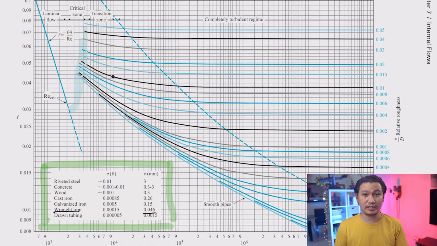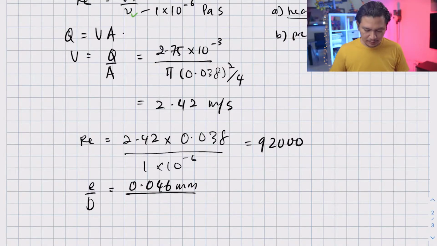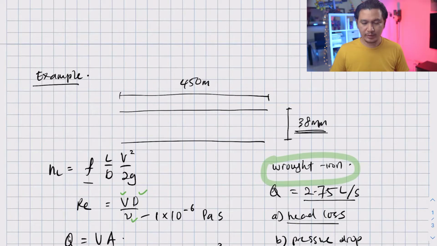Remember that the unit is in millimeter. Okay, so 0.046, and the unit is in millimeter. And the diameter is 38 millimeter. Now, the unit must cancel out.